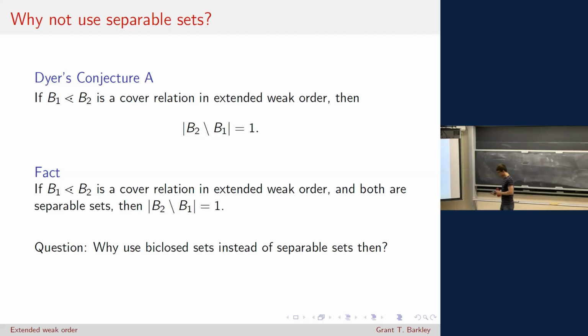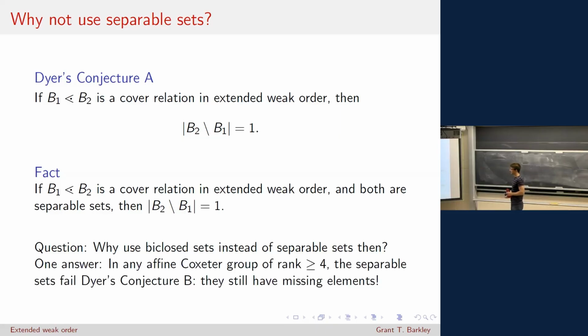So why do we actually want to use biclosed sets? Well, in affine Coxeter groups, at least with rank at least 4, the separable sets actually don't form a lattice. So it's possible to find elements that don't have a join in separable sets. And again, we still interpret this as saying that we have not found all the elements yet. But biclosed sets fix this.